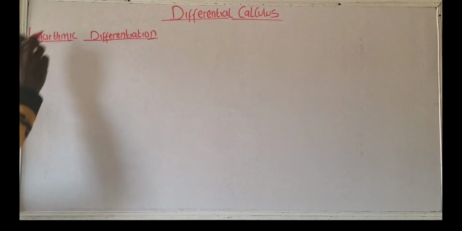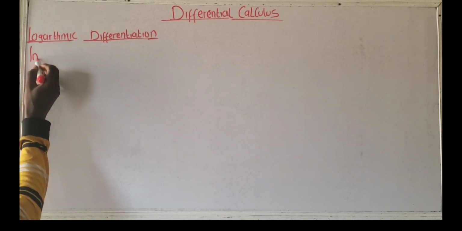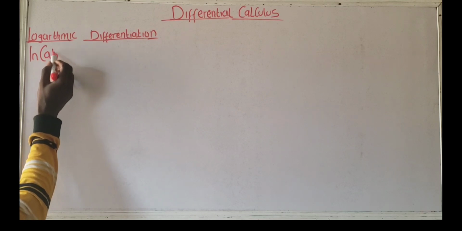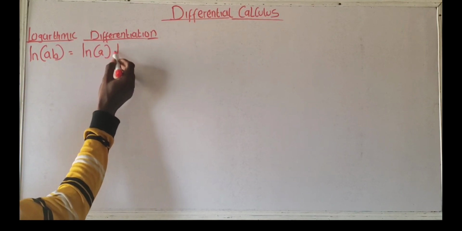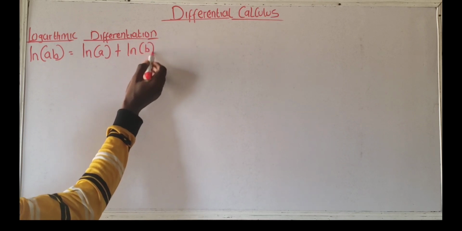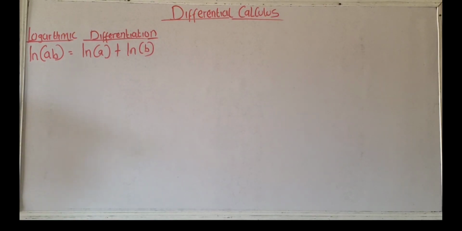From the basic rule of logarithm, we have the natural log of the product of a and b. It can be written as the natural log of a plus the natural log of b. That is, the log of a product is equal to the sum of the logs. Now, these rules are important. These rules that I'm about to give you are important as far as logarithmic differentiation is concerned.